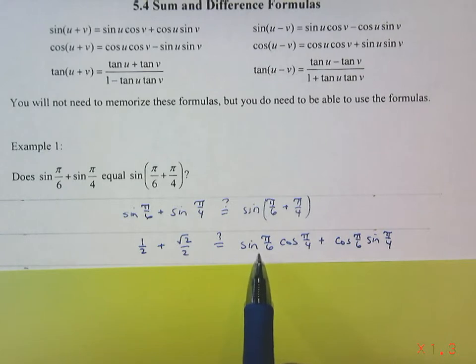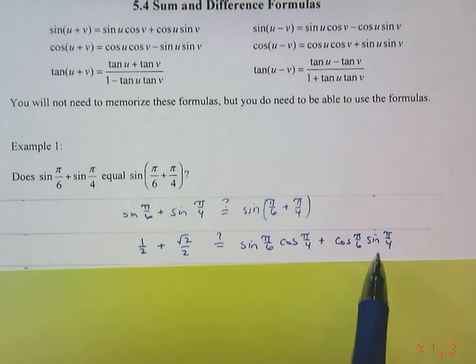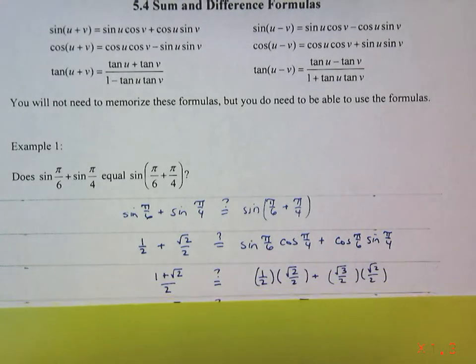This side I have to use the sum formula. So sine pi over 6 cosine pi over 4 plus cosine pi over 6 sine pi over 4. The left-hand side, I can rewrite this. They have a common denominator, so I write the numerators together. The second side, I'm going to go ahead and replace sine pi over 6 with 1/2. I replace cosine pi over 4 with the square root of 2 over 2. I replace cosine pi over 6 with the square root of 3 over 2. And I replace sine pi over 4 with the square root of 2 over 2.